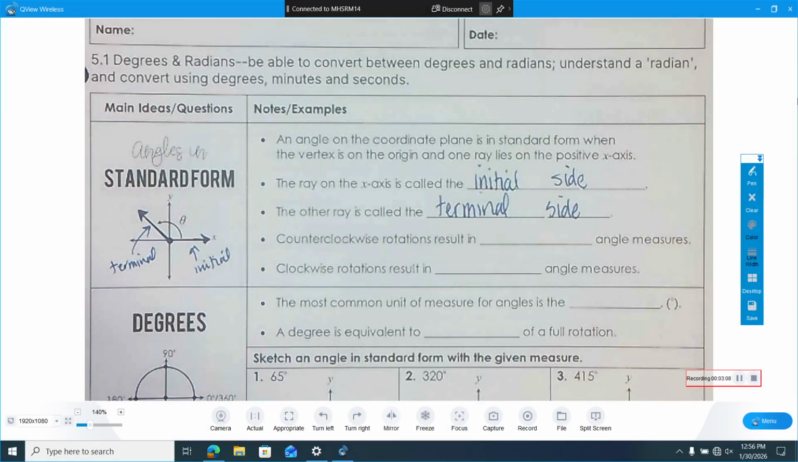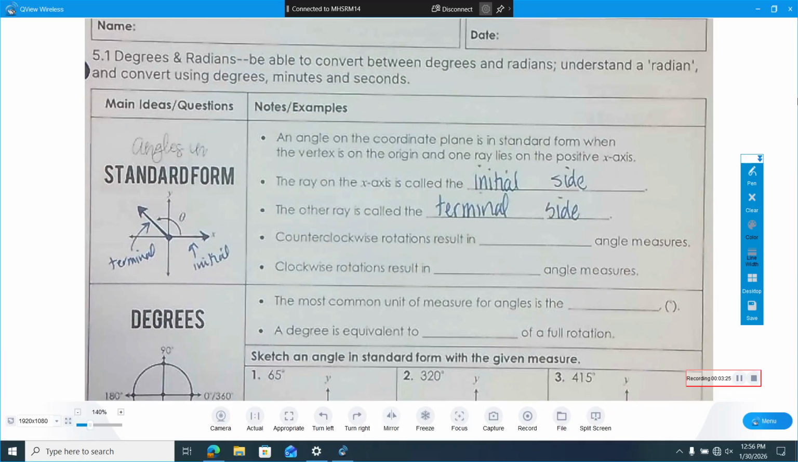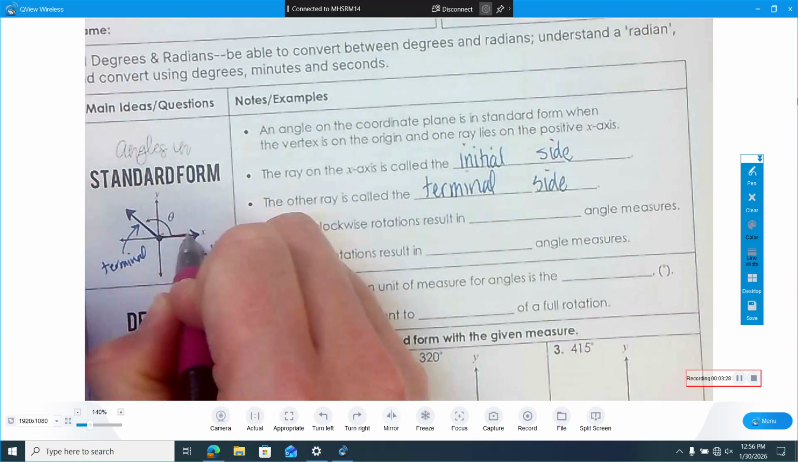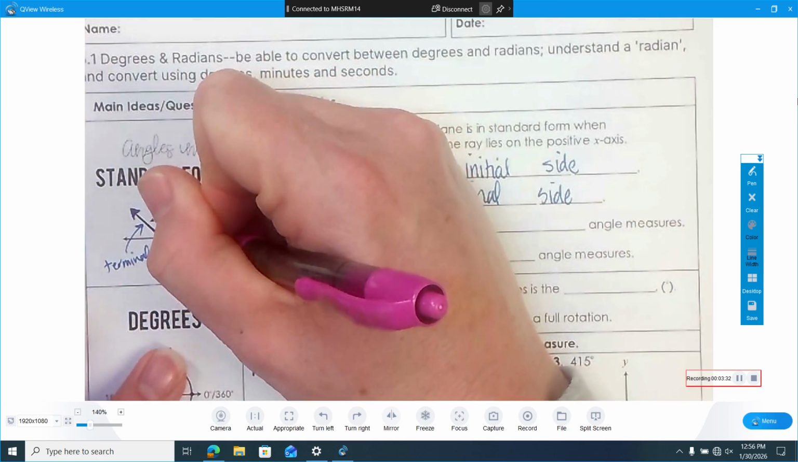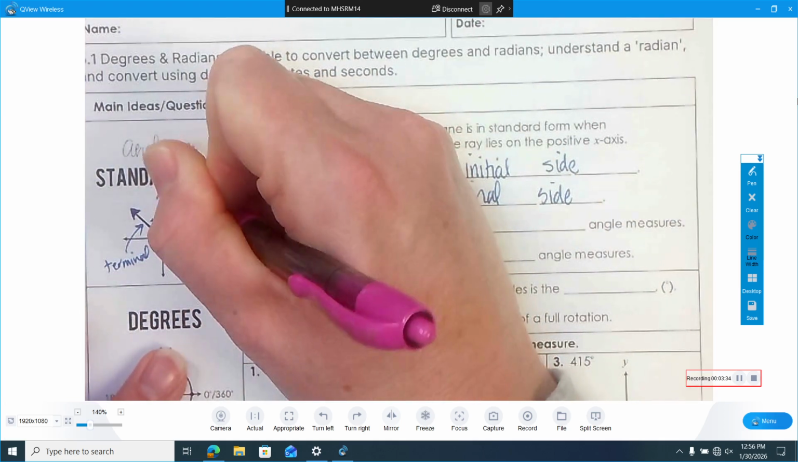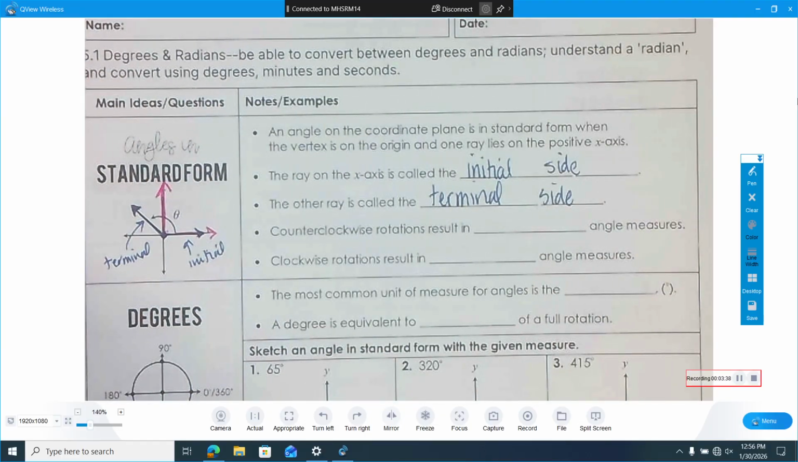Would you estimate for me how big do you think this angle is approximately? 135. Good. What did you say, Brody? Okay. So 135. What if I had my angle right here, my initial side is on the positive x-axis, and I sweep it open, and my terminal side is going straight up. How big is that angle? 90 degrees. Okay, very good.